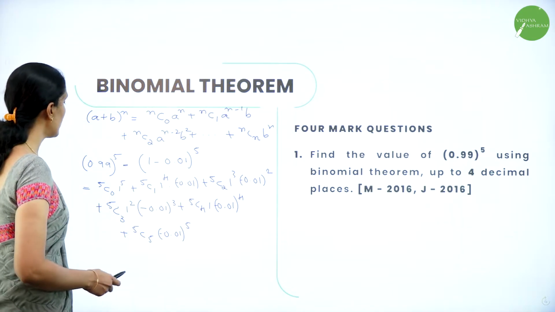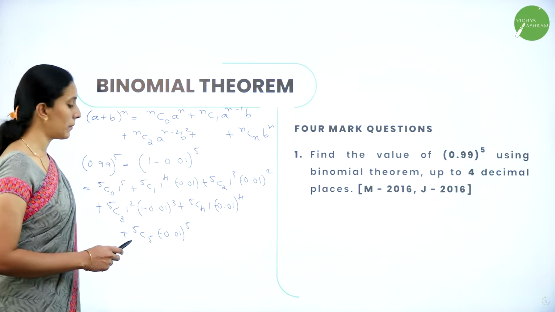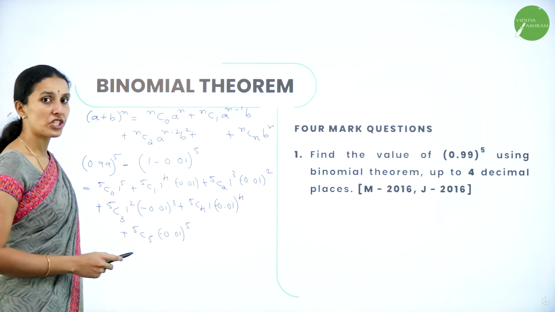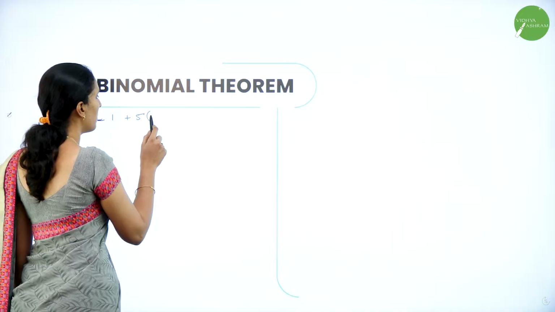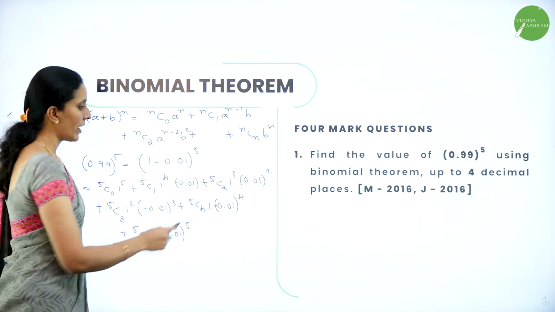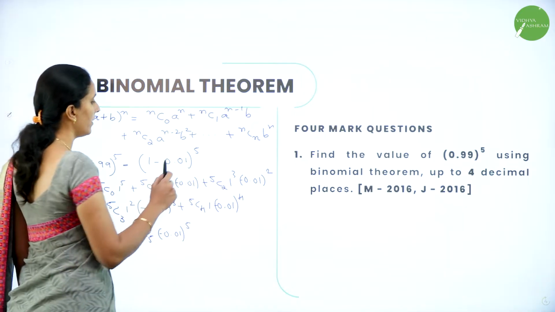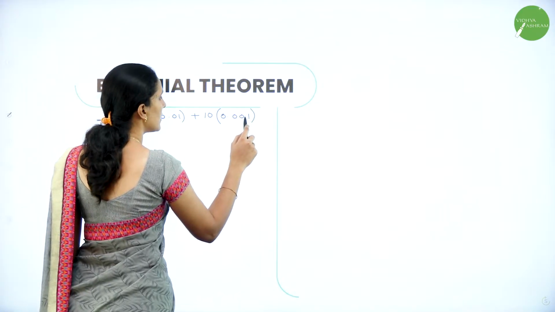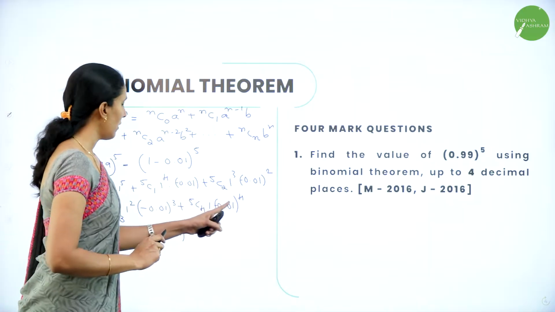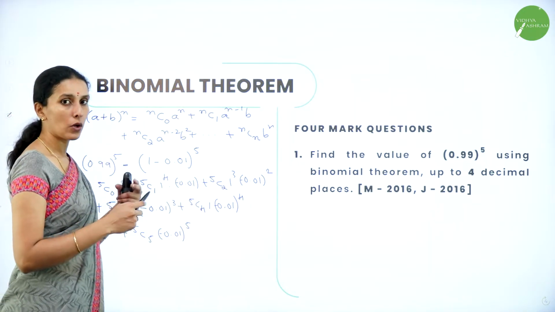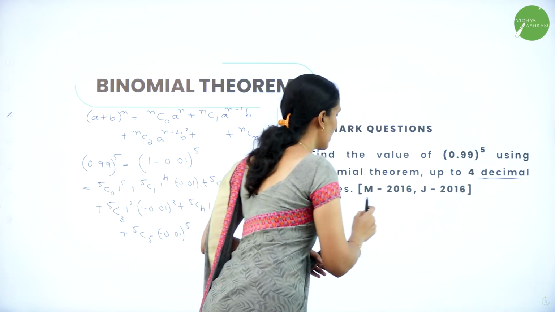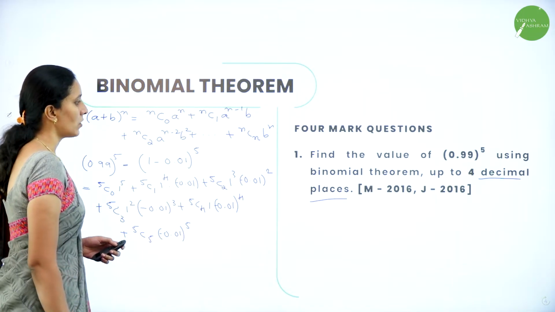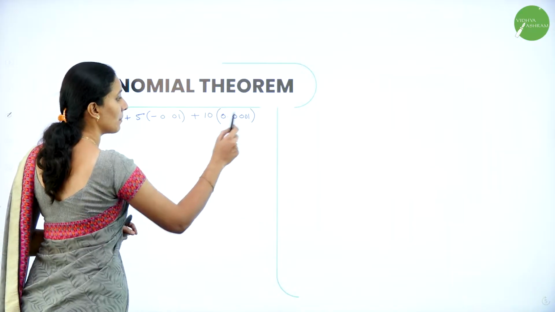Now let us expand this. The first one is 5C0, which is nothing but 1. 1 into 1 power 5, we have 1 plus. Next we have 5C1, which is nothing but 5, 5 into minus 0.01. Next we have 5C2, which is equal to 10. So we have plus 10 into 0.0001. Now for the next term, the expansion of 0.01 whole cube goes to more than 4 decimal places. Here we can round off to the places where we have 4 decimal places. So therefore I will stop here because I have 4 decimal places.